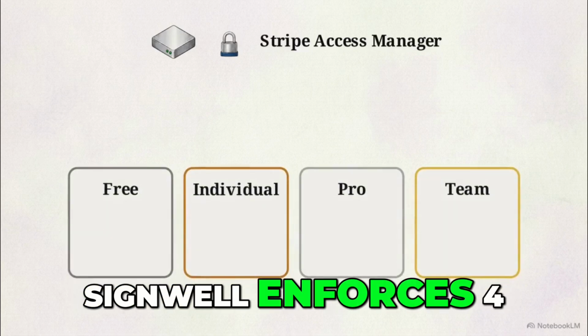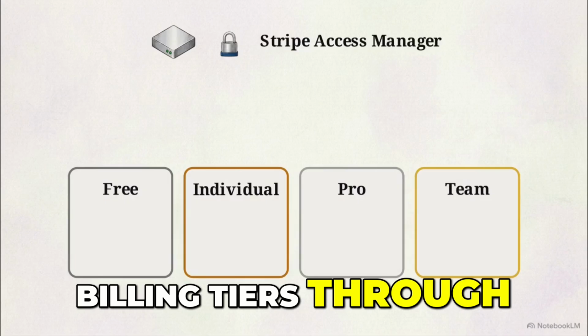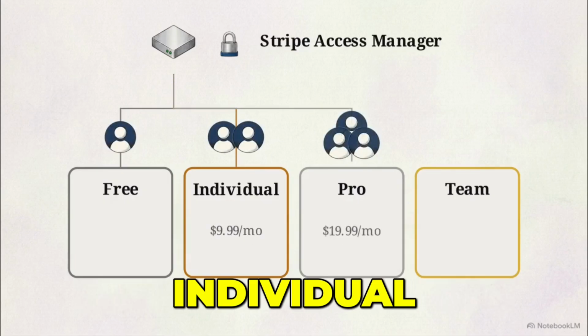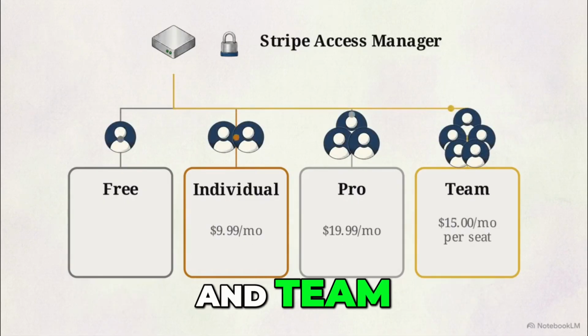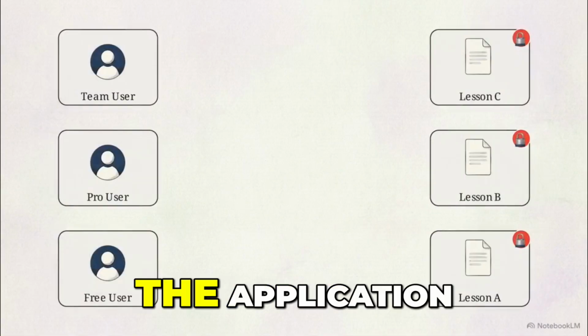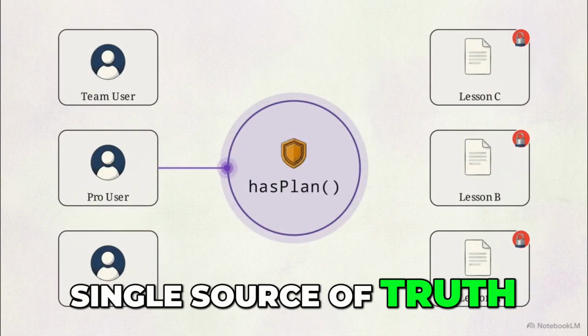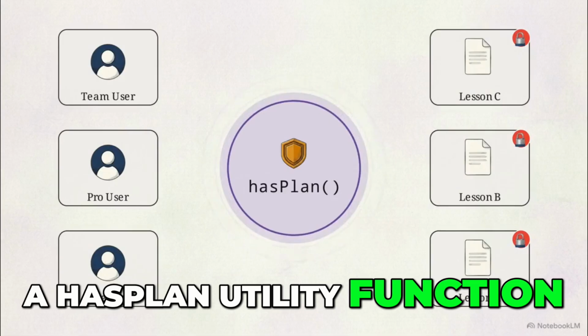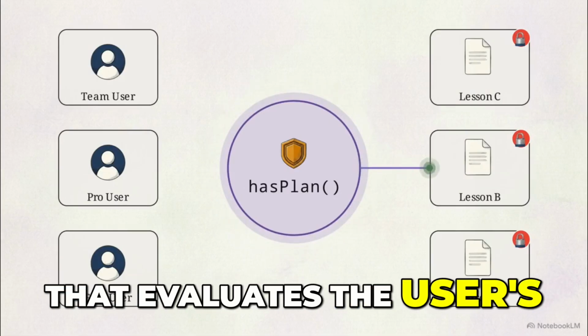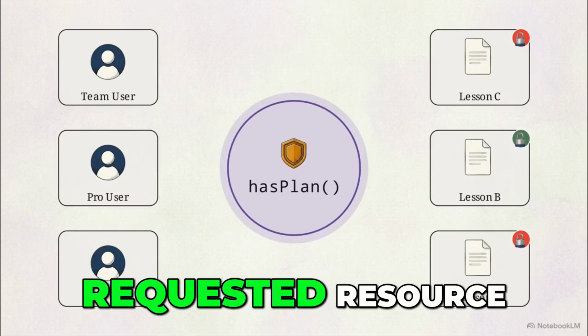SignWell enforces 4 distinct billing tiers through Stripe: free, individual, pro, and team. To maintain security across the application, authorization relies on a single source of truth, a has-plan utility function that evaluates the user's current tier against the requested resource.